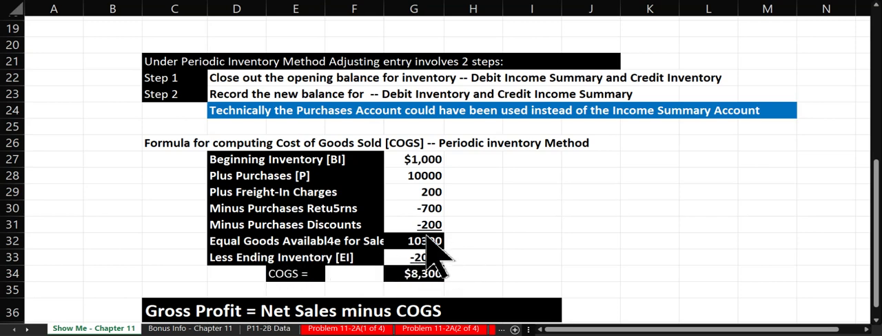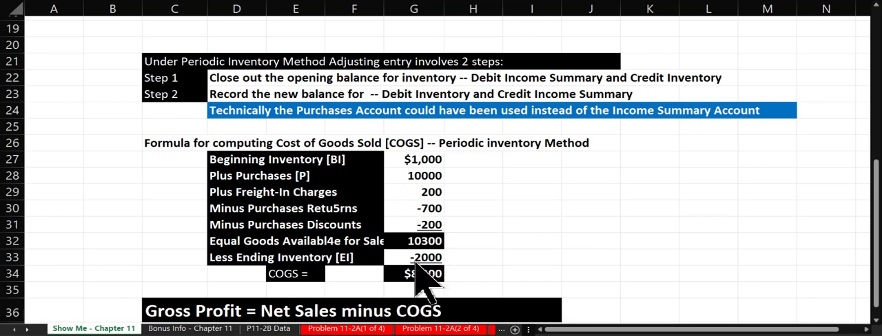So this is the maximum dollar value of the inventory that could have been sold by this business in a particular period. Then, if we have any inventory that was not sold, we still have it in our warehouse or wherever we keep our inventory. That's your ending inventory. And so you will subtract it from the goods available for sale, and the resulting number would be cost of goods sold.